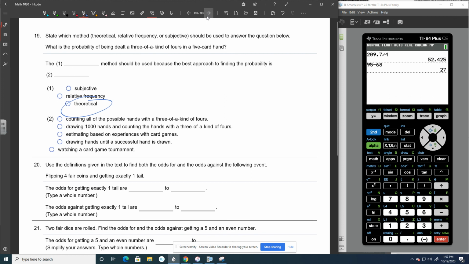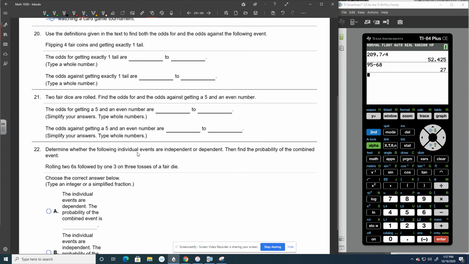Well, I guess part 2 just wants to know how you would do that, what the method would be. So count all the possible hands with a 3 of a kind of 4s. That sounds pretty good. Drawing 1,000 hands. No, that's relative frequency. Estimating based on experiences. Nope, that's subjective. Drawing hands until a successful hand is drawn. No. Watching a card game tournament. Again, that's subjective. No, I want to count all the possible hands with 3 of a kind where they're 4s.